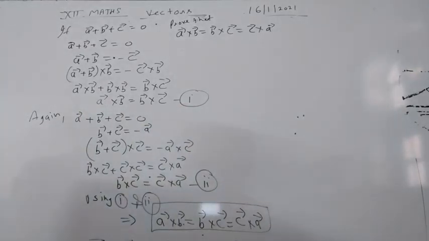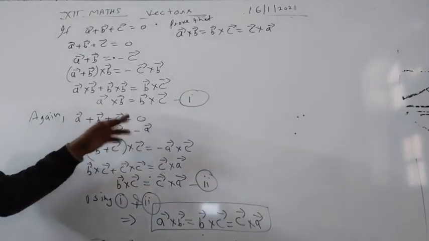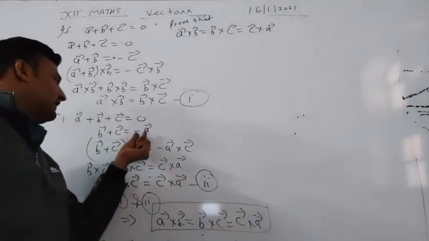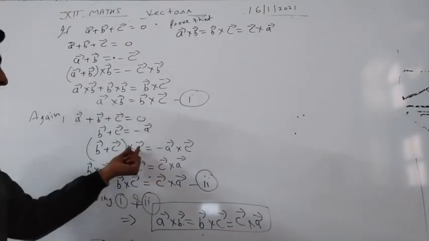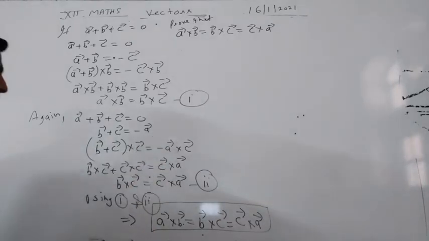Okay student. Now our A plus B plus C is 0. So B plus C is minus A, and B plus C cross C is minus A cross C.